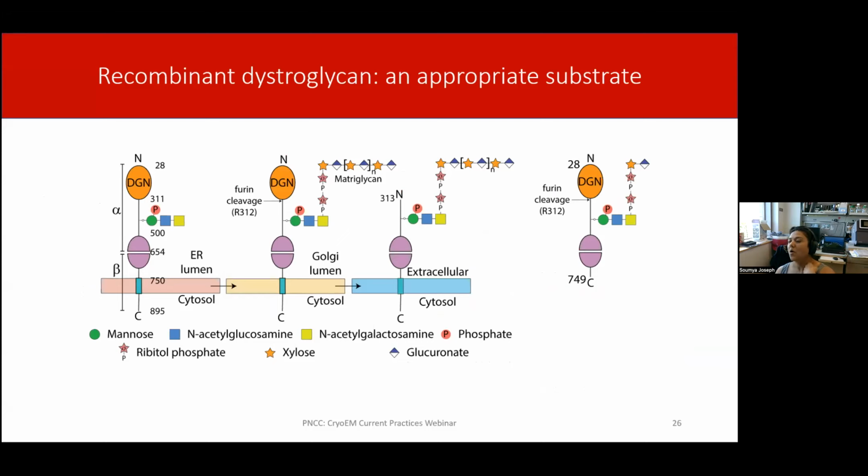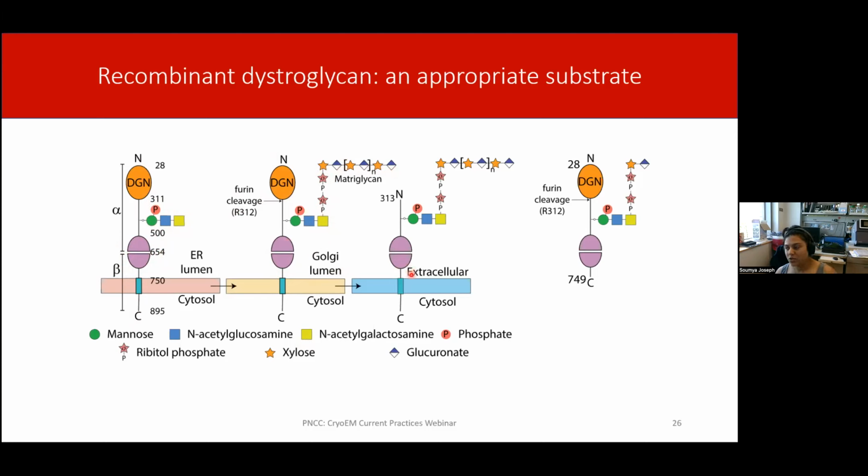So in order to do that, we designed a recombinant soluble dystroglycan that had the same conformation as in the Golgi. One of the things about dystroglycan is that it's a pre-pro protein. It's translated as a single polypeptide, and it gets auto-cleaved into alpha and beta chains, which remain associated. Then it travels through the ER and to the Golgi, where it gets a couple more post-translational modifications before matriglycan can be synthesized.